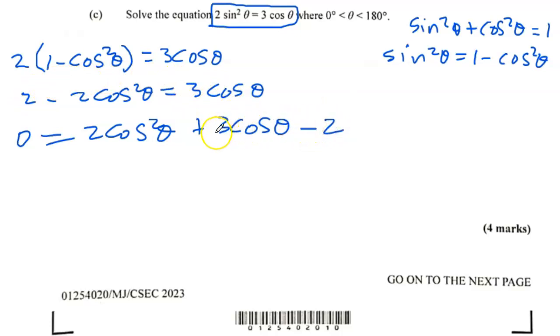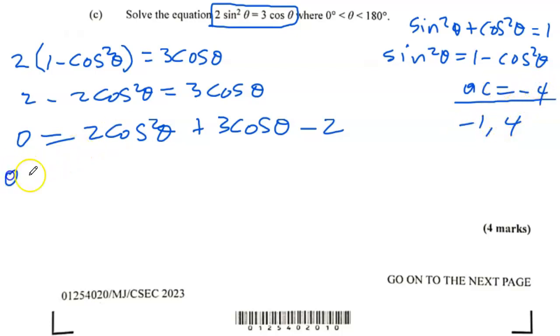And then to factorize, I can just rewrite +3. So if you think of it, AC is 2 times -2, so AC is -4. So we need two numbers that multiply to give -4, but at the same time add to give +3. And that's -1 and +4.